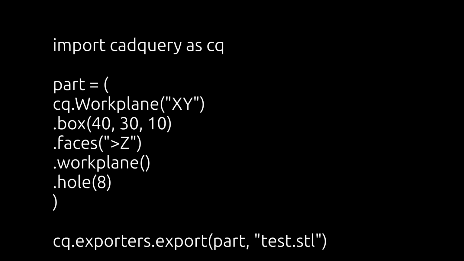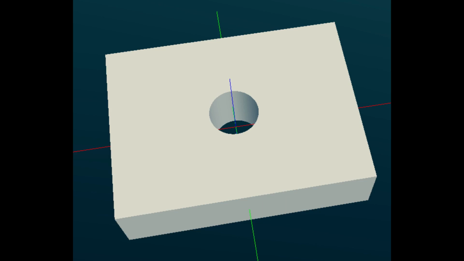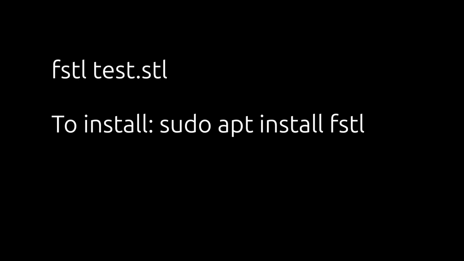Save the file. Now run it by typing python test.py. If everything is working correctly, you will not get an error in the console. You should now see both the Python file and the generated STL. You should see test.py and test.stl. The generated model is a rectangular block with a hole through the top. Now you can open the STL file in a viewer or slicer. If you use fstl, run fstl test.stl. You can install it with sudo apt install fstl.